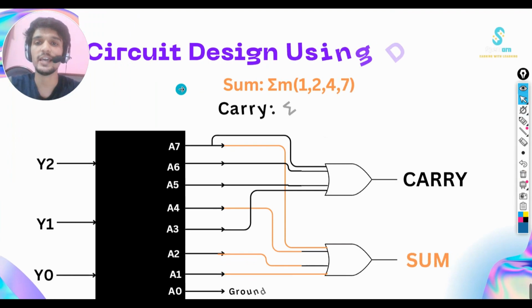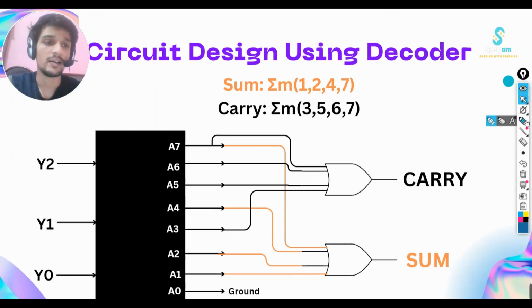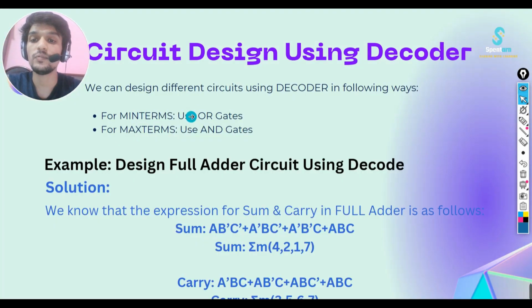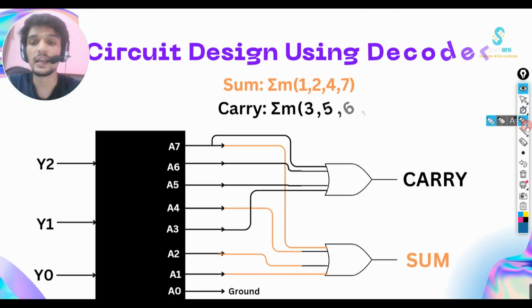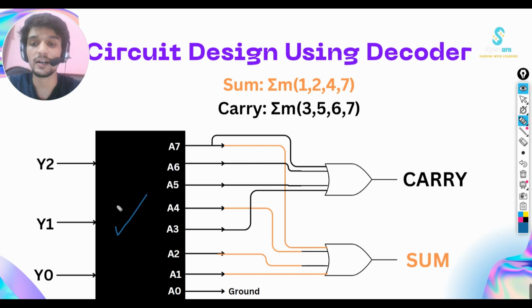So here you can see we have the circuit design using the decoder. As we have seen on the previous slide, whenever we have min terms, we have to use the OR gates. This is our decoder, which is a 3x8 decoder. Why I have used 3x8, I will let you know here. You have to check what the maximum term is here. It is 7.